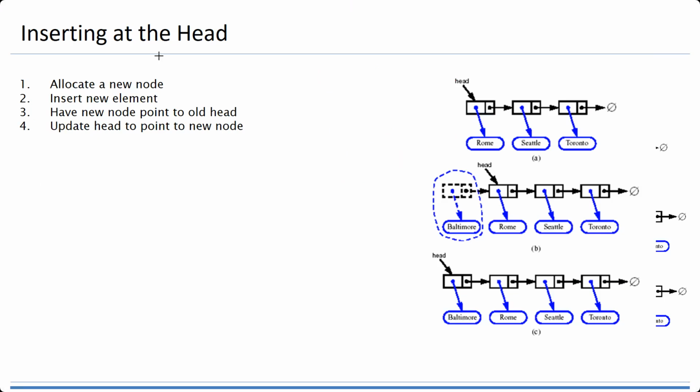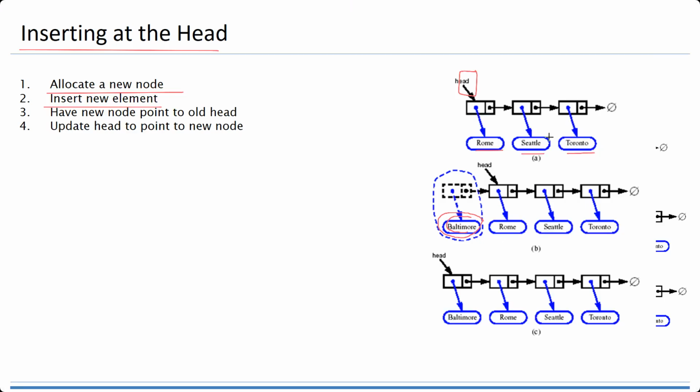Now let's see. In the case of the linked list, I'm going to insert at the head. Head means the front or the first data. If I want to add at the head, I will allocate a node. So let's say this is the new node. Insert new element. Okay, so we have the elements. Let's say the elements now are the city names: Rome, Seattle, and Toronto.